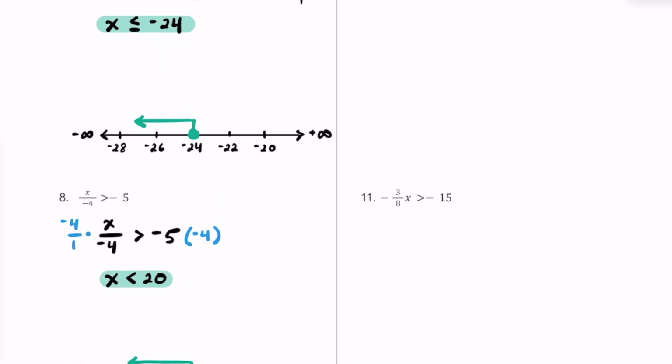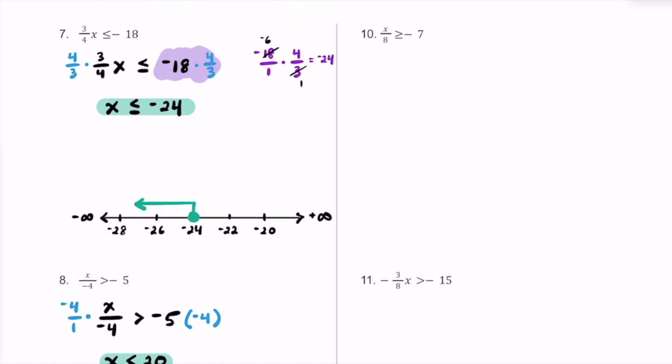Let's try another one. In number 10, we have x divided by 8 is greater than or equal to -7. All right, so right now x is dividing by 8. So what's the inverse of dividing by 8? I think that's going to be multiplying by 8. So on the left side here, let's go ahead and multiply by 8 over 1. And on the right side, I'm just going to multiply it by 8. So that's the same thing on both sides.